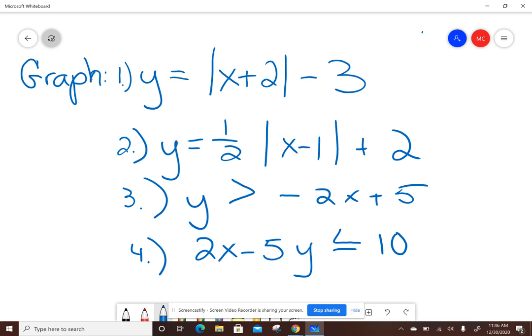Okay, so this is a do now. You are going to get a piece of graph paper and you are going to graph first the two absolute value equations and then the two inequalities. So you can stop the video if you need to go get your graph paper.